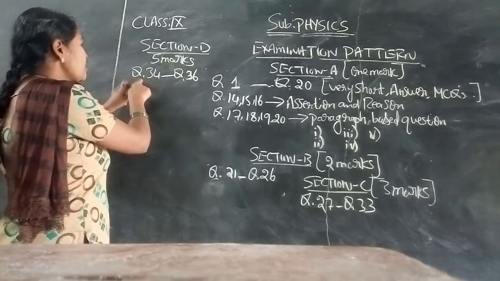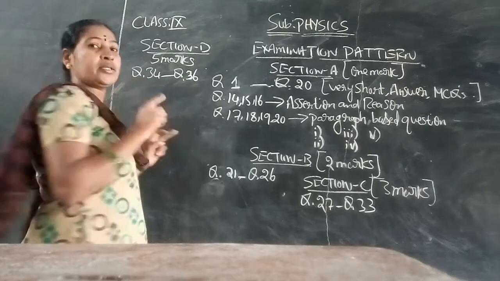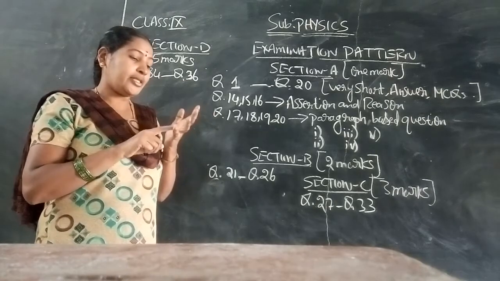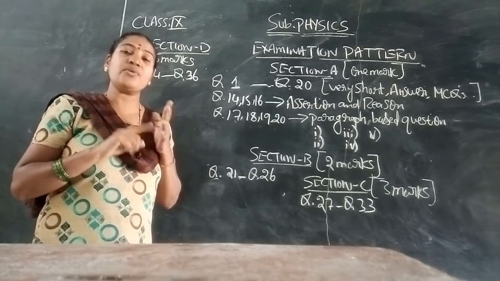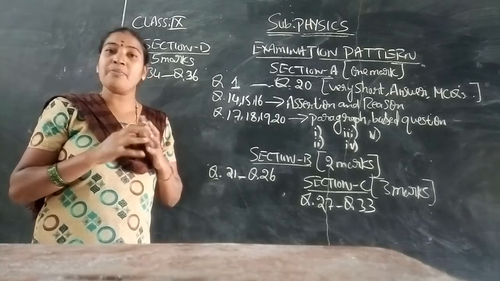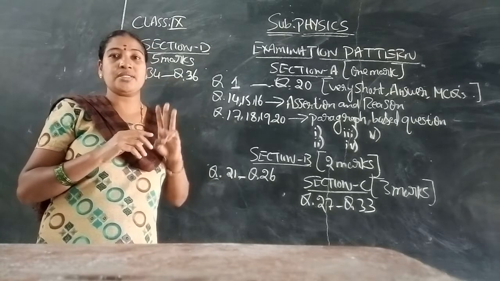Okay. Question number 34 to 36. So together how many questions? 3 questions. 34, 35, 36. Totally 3 questions are there. One is from physics, one is from chemistry, another one is from biology. So together 3 questions we are going to give.